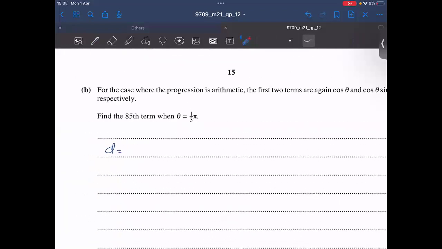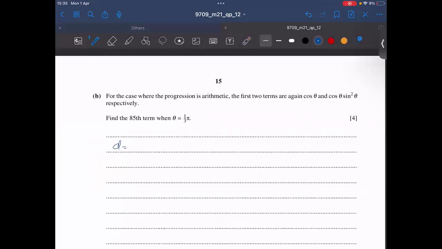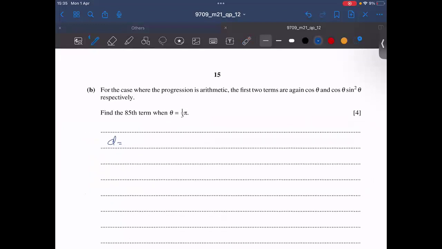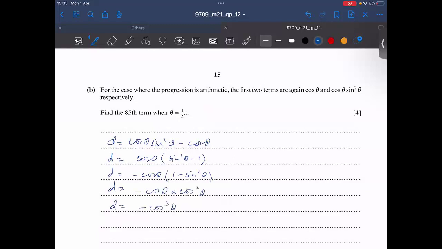For the case where the progression is arithmetic, the first two terms are again cos theta, sin square theta. So the common difference is sin square theta minus cos theta. So t is going to be cos theta, sin square theta minus 1, so minus cos theta times 1 minus sin square theta. T is going to be minus cos theta times cos square theta, which is minus cos cubed theta. Is it clear or not?